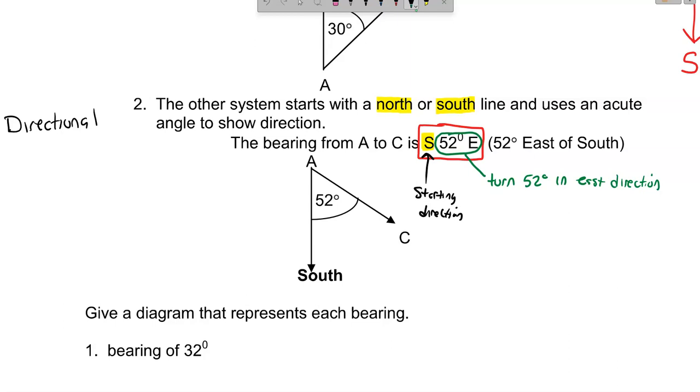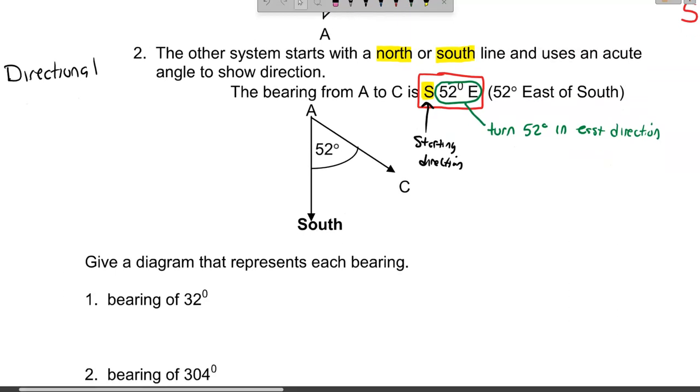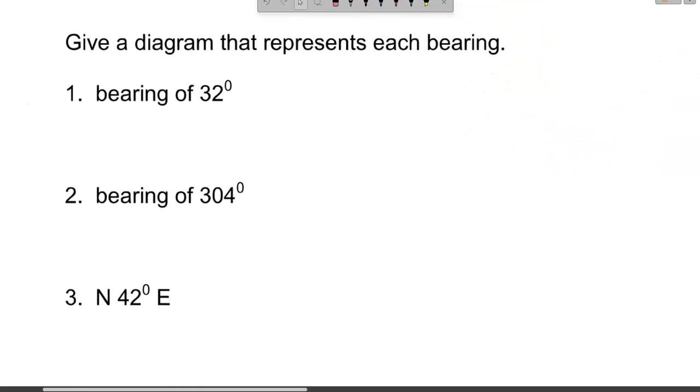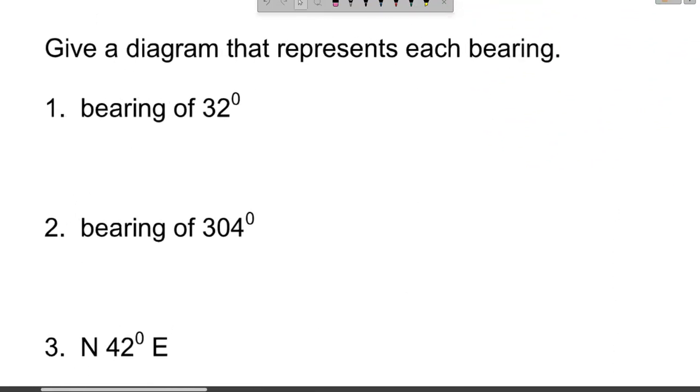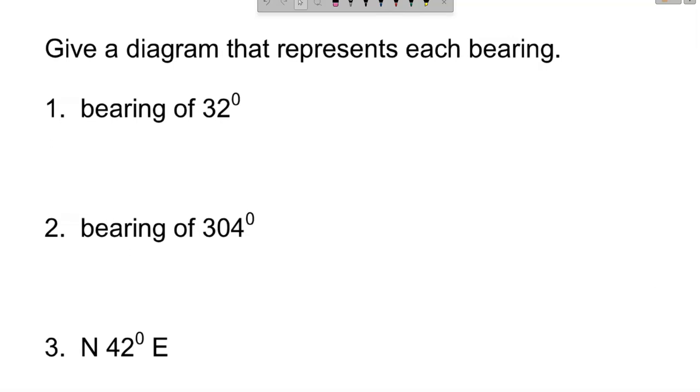We're going to look at a few examples here, and then I will give you a chance to try some of your own in the video. In the first two examples, it says give a diagram that represents each bearing. In examples 1 and 2, this is a traditional bearing. We only have the single angles 32 and 304.